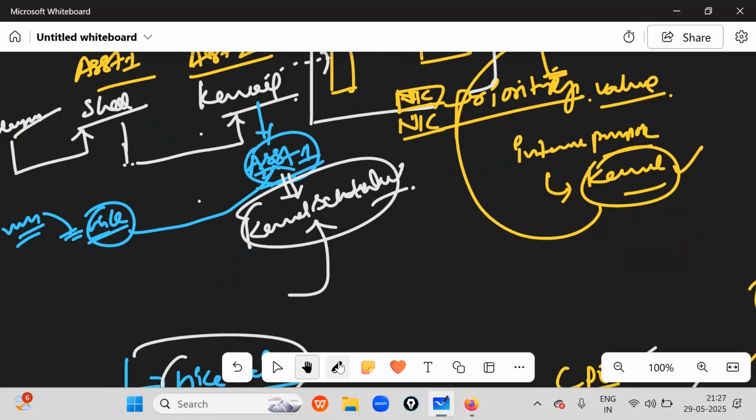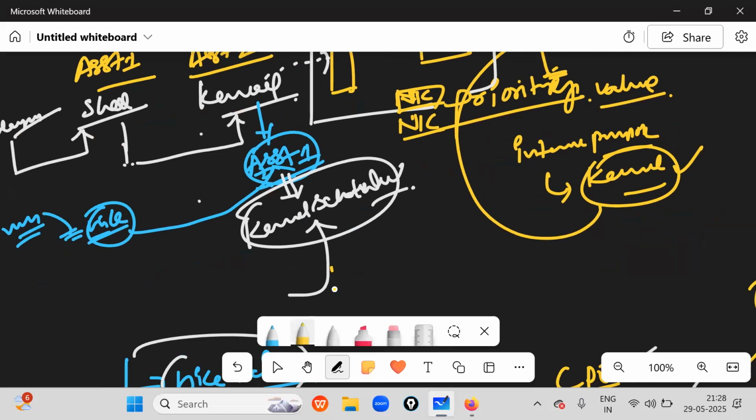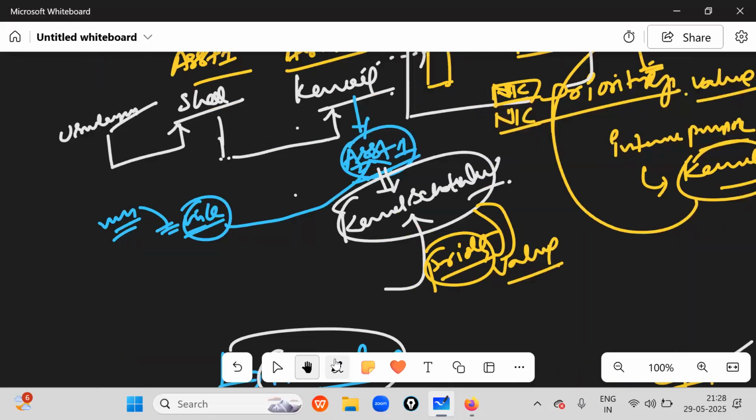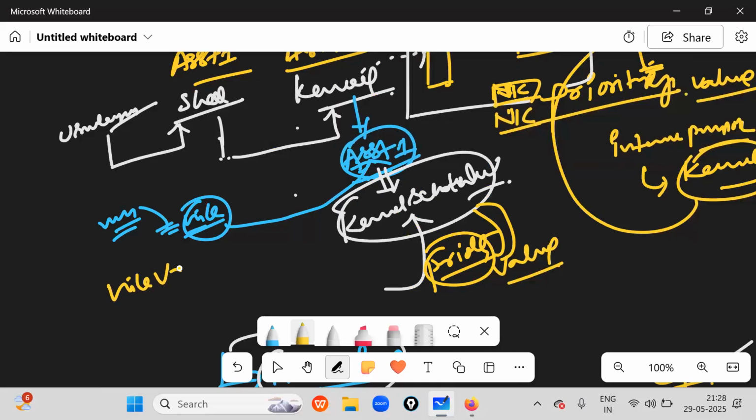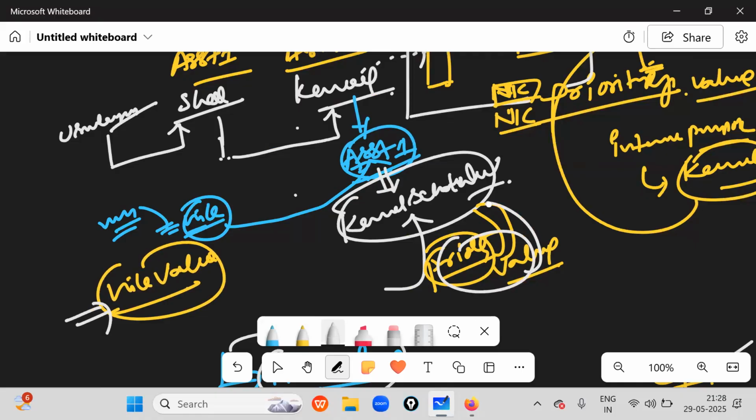Okay, that means the kernel scheduler understands the priority value, internally. But we are talking about a nice value. The nice value is for our understanding purpose. The priority value is for the kernel's understanding purpose, boss. That's all. The nice value is for our understanding; we use the priority value for the kernel.